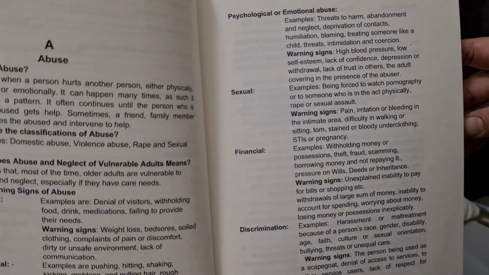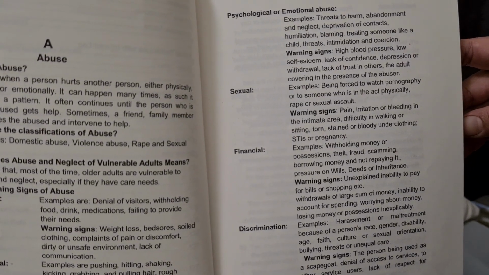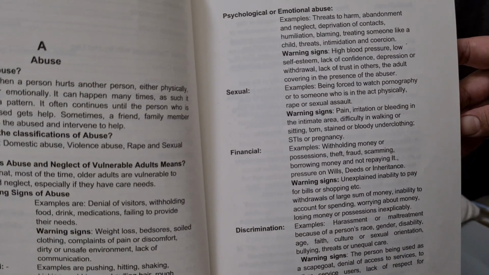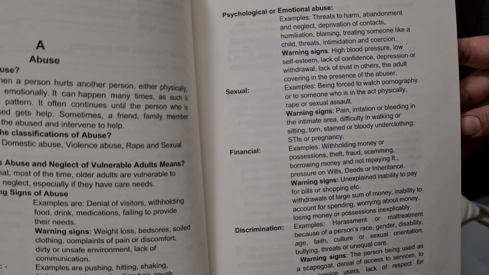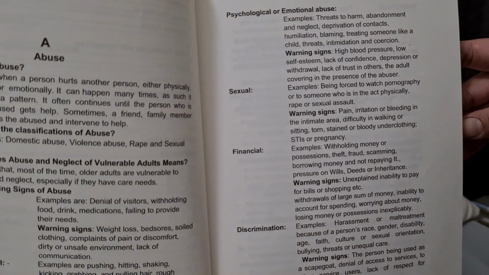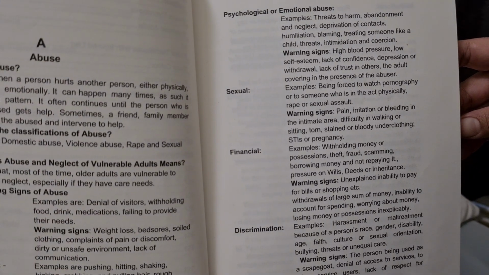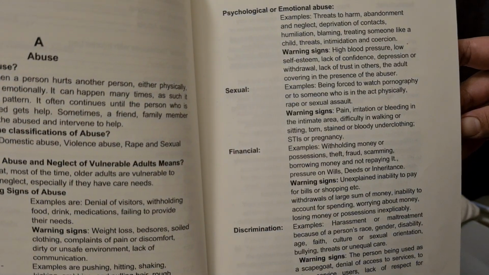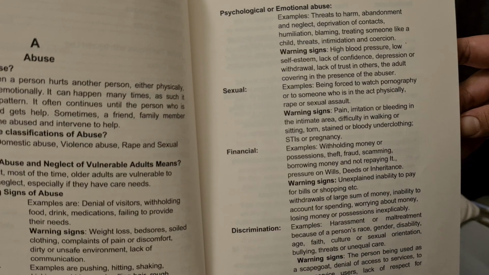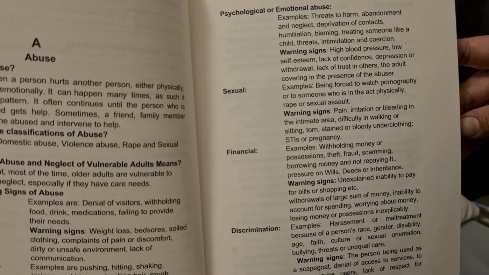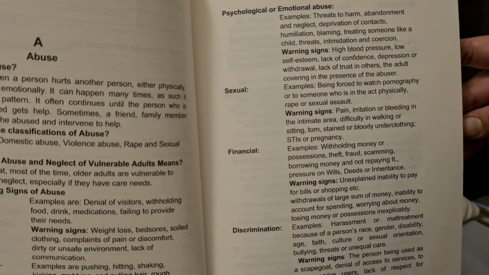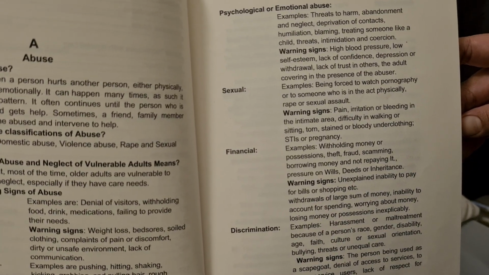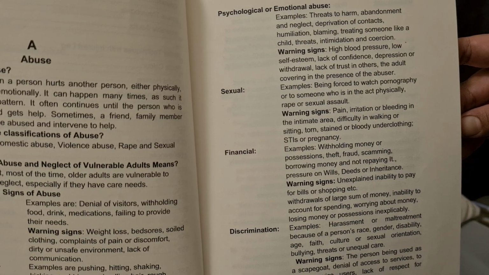Psychological and emotional abuse. The examples are threats to harm, abandon and neglect, deprivation of contact, humiliation, blaming, treating someone like a child, threats, intimidation, and coercion. Warning signs are high blood pressure, low self esteem, lack of confidence, depression, or withdrawal, lack of response to others, and the adult cowering in the presence of the abuser.